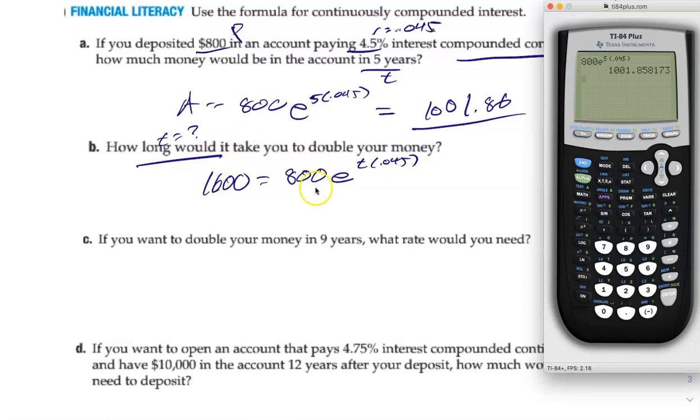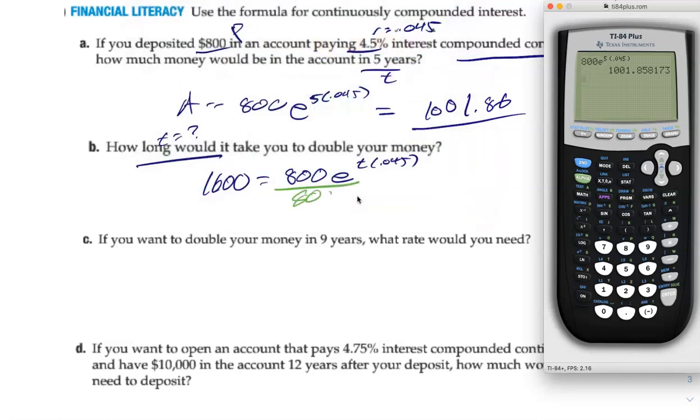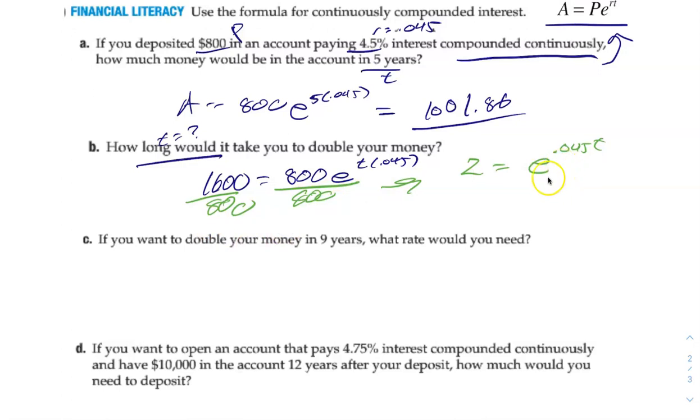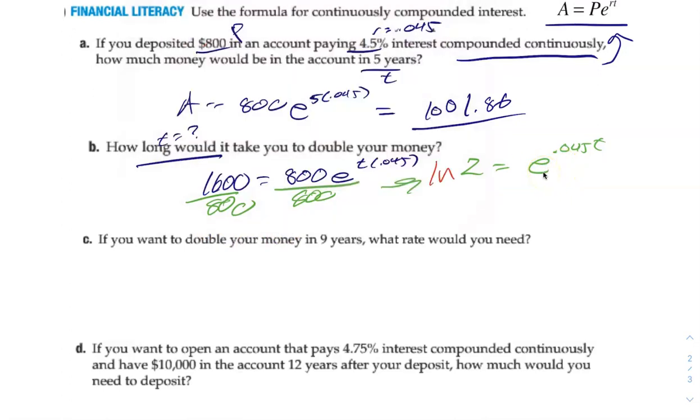How do we solve it? We get the e by itself, so divide by 800. So I get 2 equals e to the 0.045t. And then you want to get rid of the e, so you take the natural log of both sides. And then you divide by 0.045.